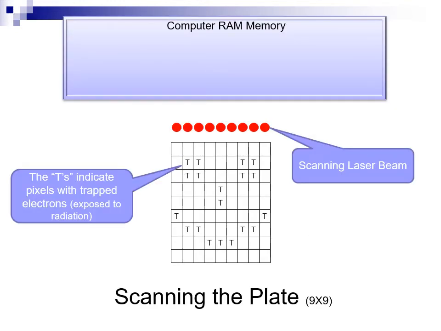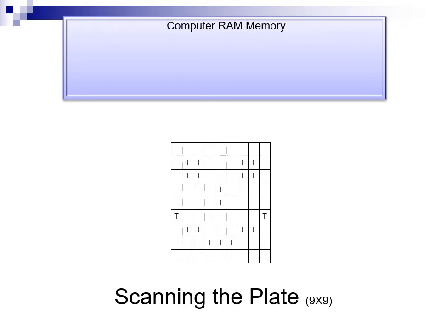The grid in the middle of the screen represents our exposed 9 by 9 imaging plate, and the blue box above is our computer's memory. Let us prepare the plate for scanning. First, we scan row 1. All the pixels in this row contain no trapped electrons, so all memory locations record 0. Upon scanning row 2, notice the 2 pixels on the left and 2 on the right produce light when scanned, so these pixels are represented by 1s.